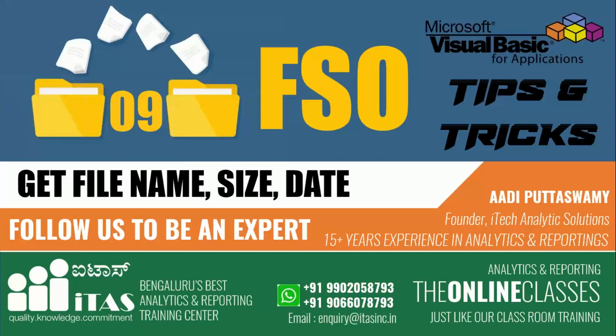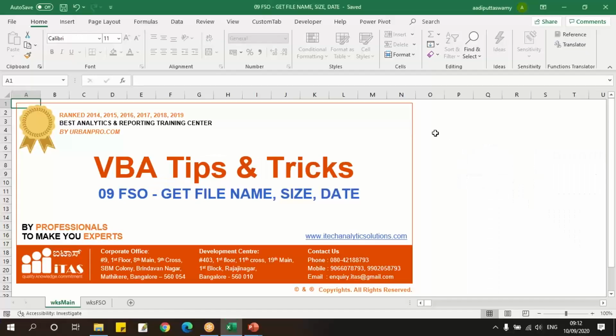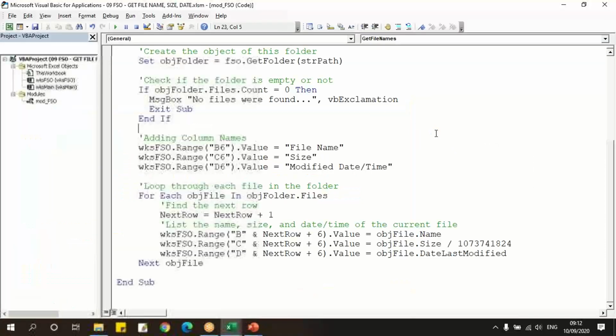In this tips and tricks video, today we'll see how to get the file name, the file size and the date created with FSO objects. So we'll write a program to get the file name, the size of the file mentioned and the date when it is created. Right, let's go to our Excel file, say Alt F11. We have the program ready. Let's understand the program and then we'll see how we can write this program.